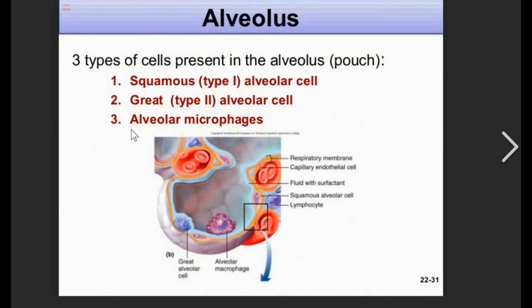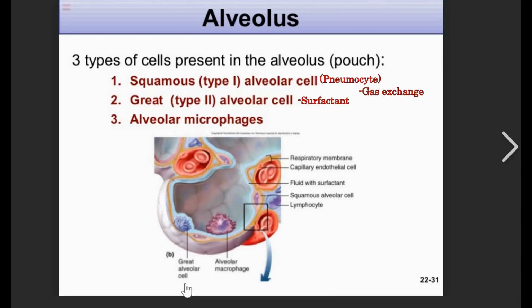Now let's see what the types of alveolar cells are. There are three types of alveolar cell. First is type 1 pneumocyte or type 1 alveolar cell, second is type 2 alveolar cell or type 2 pneumocyte, and third is alveolar macrophages. What is the function of type 1? The type 1 alveolar cell helps in gas exchange. Now the type 2 alveolar cell helps to produce surfactant.